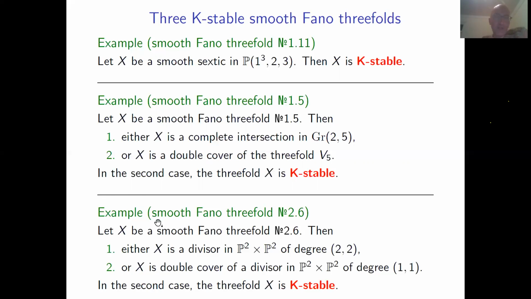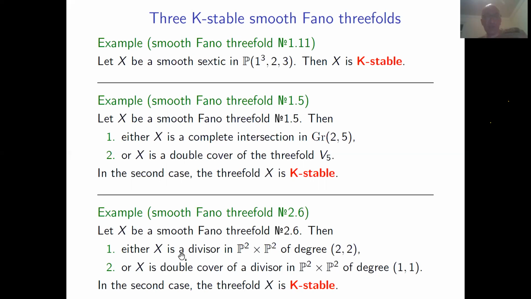Okay, and for example, in another case, you have smooth Fano threefold number 2.26. So the generic member is a divisor in P2 cross P2 of degree (2,2), but there's a degeneration of this. Basically, it's a double cover of a divisor in P2 times P2 of degree (1,1). So in this case, Dervan's theorem immediately implies it's K-stable.